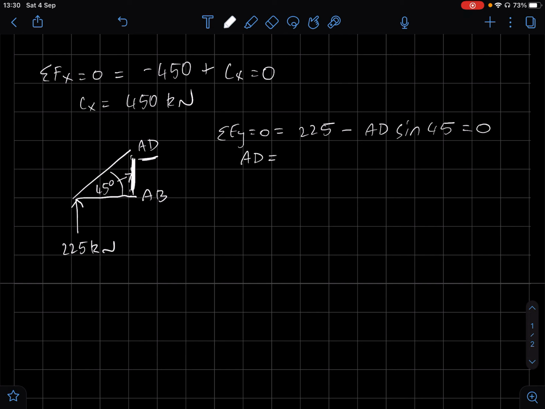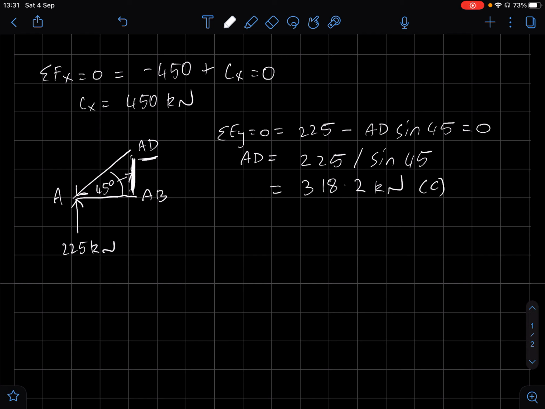AD is going to be 225 divided by sine 45, and that equals 318.2 kilonewtons. Now, is this AD going to be in tension or compression? Well, because it's going downwards, it's going to act into the joint at A, isn't it? And what do we know about compressive joints acting towards the member? It's going to be in compression.